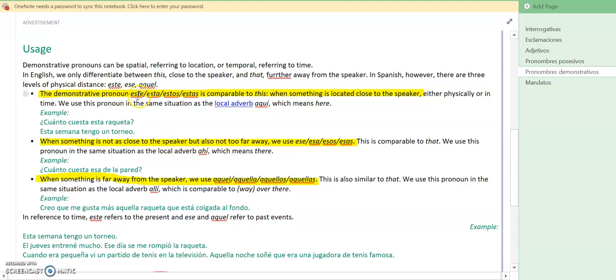So right here it talks about este, which was the first, closest to the speaker. It can be este, esta, estos, or estas, depending on if it's masculine, feminine, masculine plural, or feminine plural. And that means this, so it's something that would be close to you. Ese would be a little bit farther, and it would be that, something that's close to the speaker but not too far away. And again, that has a masculine, feminine, masculine plural, and feminine plural form. And then when something is very far away from the speaker, you could use aquel, aquella, aquellos, and aquellas, and that means that way over there. And again, we have to match it.